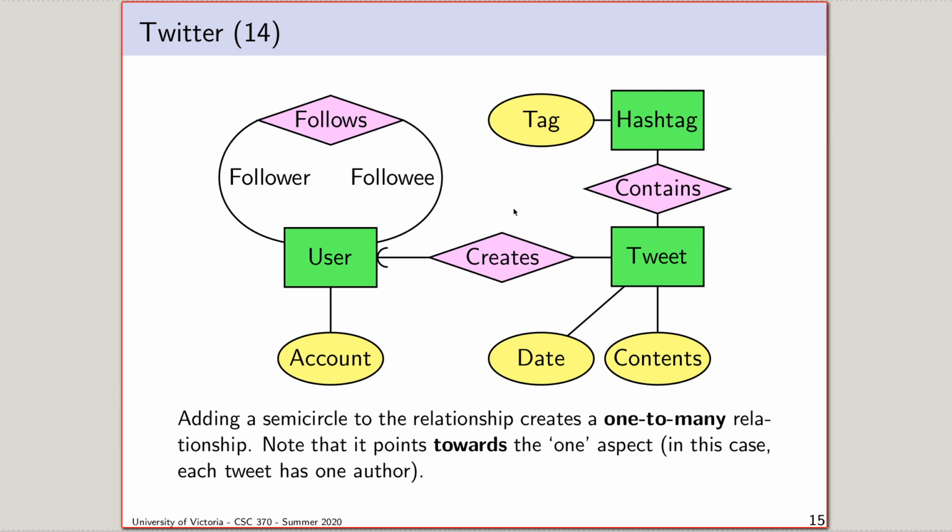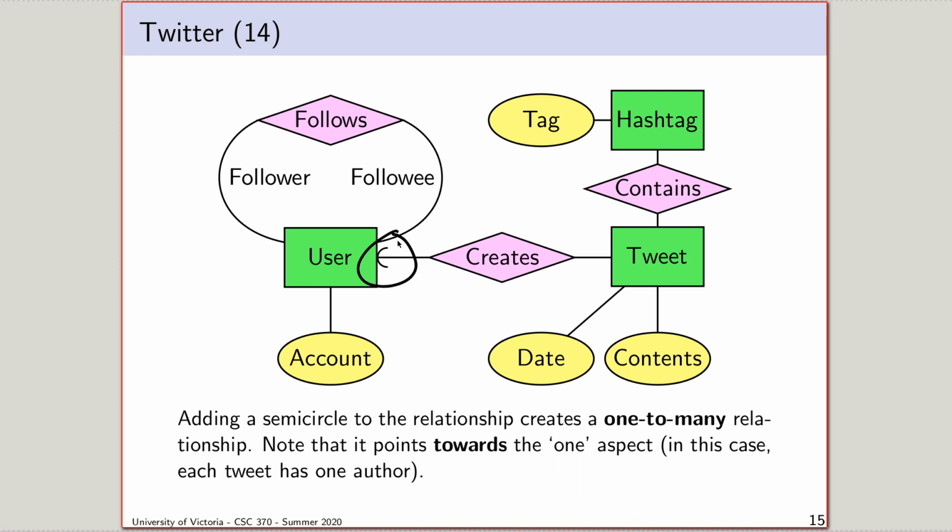Now we'll see that we do have the option of generating one-to-one relationships later. The one-to-many relationship is modeled by an arrow. This is a strict one-to-many relationship. A tweet has exactly one author. And so we use this rounded arrow.